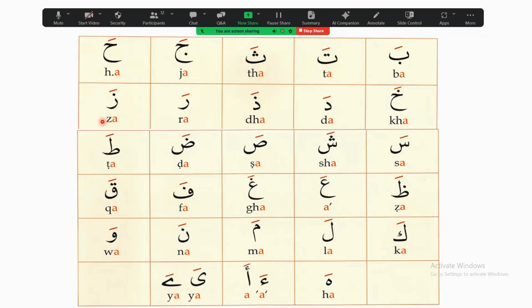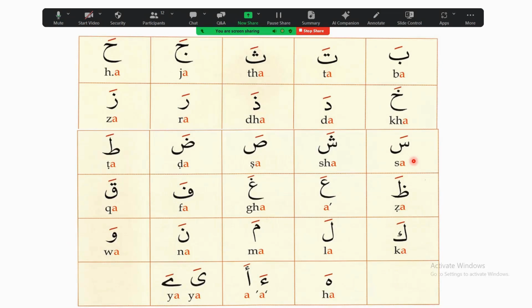And at the end, kha, dal, raw. A heavy kha, then a light dal, then a light letter, then a heavy raw letter, with a buzzing sound. Kha, dal, ra, za. The next one here is the seen letter with this whistle sound, right?